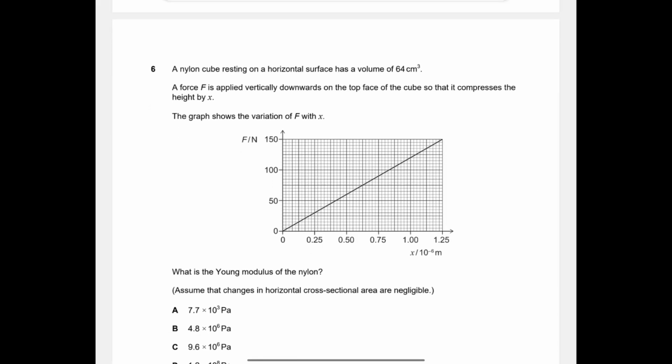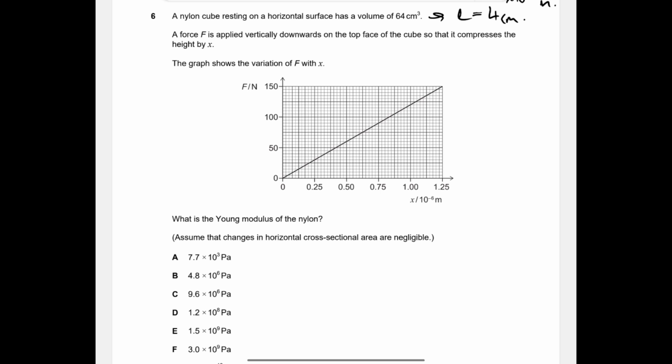Okay, a nylon cube resting on a horizontal surface has volume 64 centimeters cubed. So let's call the side length L, so that means the side length is going to be 4 centimeters, which is 4 times 10 to the minus 2 meters in standard units. Force F is applied vertically down on the top face of the cube, so you compress the height by x. After the variation of F by x, what's the Young modulus of the nylon?